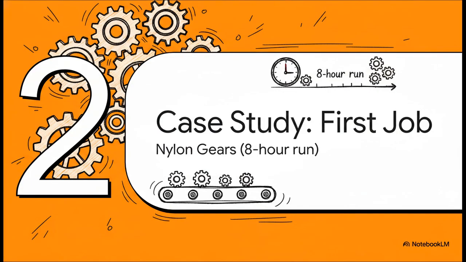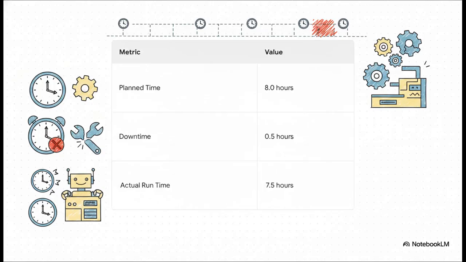All right, let's see this in action with our very first job, an 8-hour production run, making nylon gears. So, to find our availability, we start with the plan. The machine was scheduled to run for a full 8 hours. But you know how it is, a breakdown happened. That caused about a half hour of downtime. So that means it only actually ran for 7.5 hours.